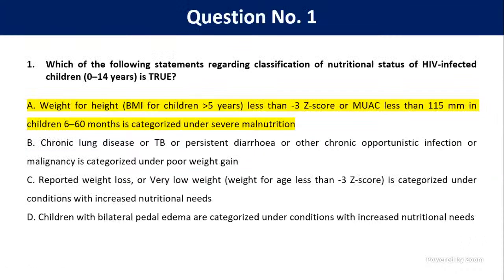Answers to the pre and post test questions. Which of the following statements regarding classification of nutritional status of HIV infected children between 0 to 14 is true? The answer is weight for height, that is BMI for children more than 5 years of age, less than -3 Z score, or MUAC less than 115 mm in children 6 to 60 months is categorized under severe malnutrition.